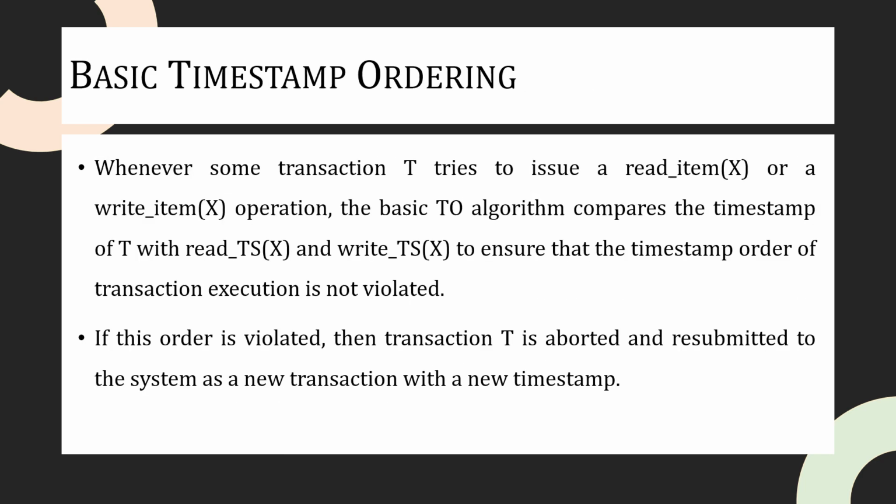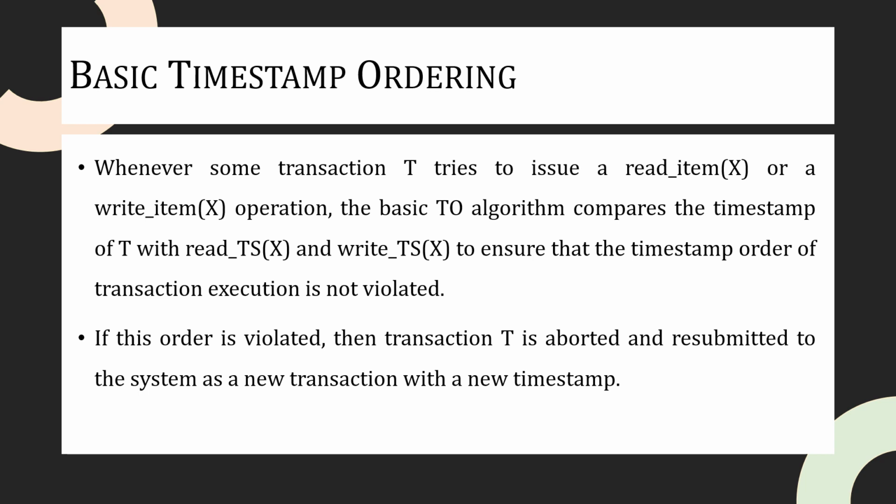The second type of algorithm is basic timestamp ordering, TO. Whenever some transaction T tries to issue a read item of X or a write item of X operation, this basic TO algorithm compares the timestamp of T with the read timestamp of X and the write timestamp of X to ensure that the timestamp order of transaction execution is not violated. If this order is violated, then the transaction T is aborted and resubmitted to the system as a new transaction with a new timestamp.